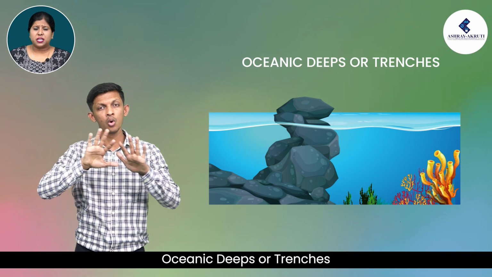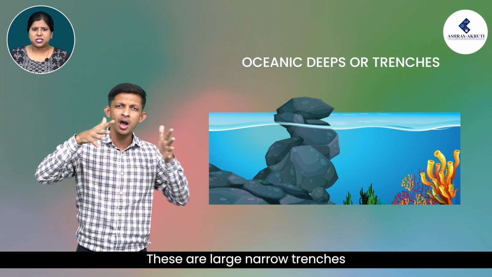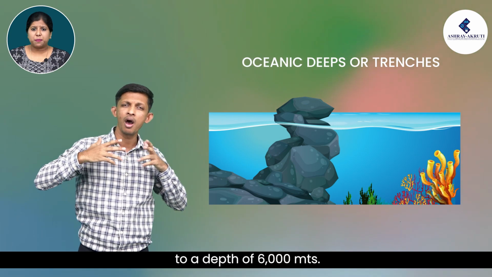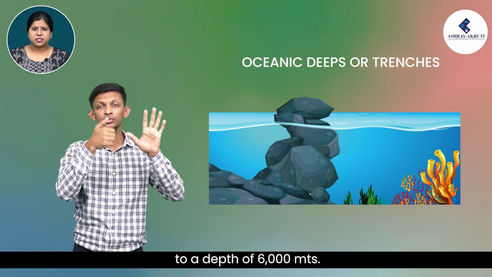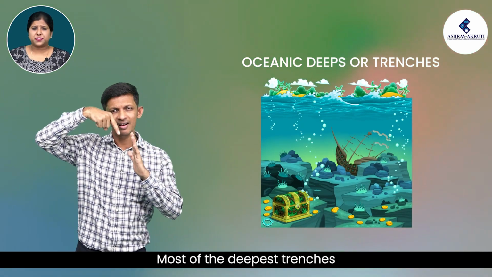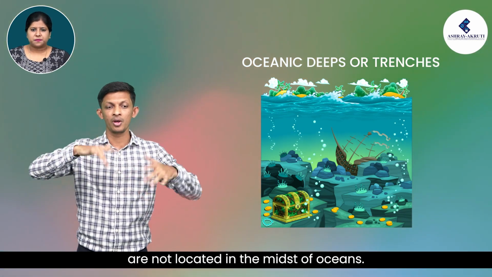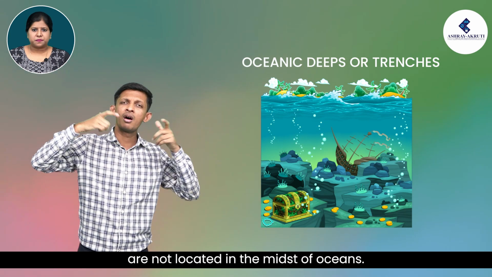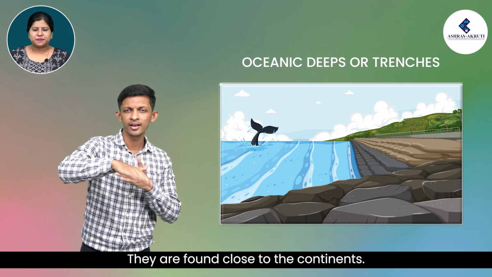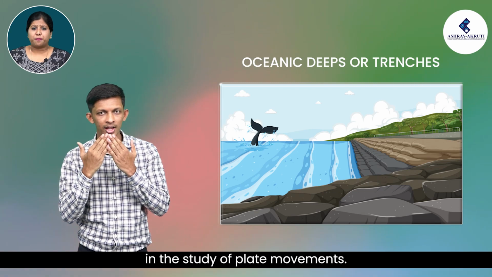Oceanic deeps or trenches. These are the large narrow trenches that plunge as great ocean deeps to a depth of 6000 meters. Most of the deepest trenches are not located in the midst of the oceans. They are found close to the continents. That is why they are very significant in the study of plate movements.